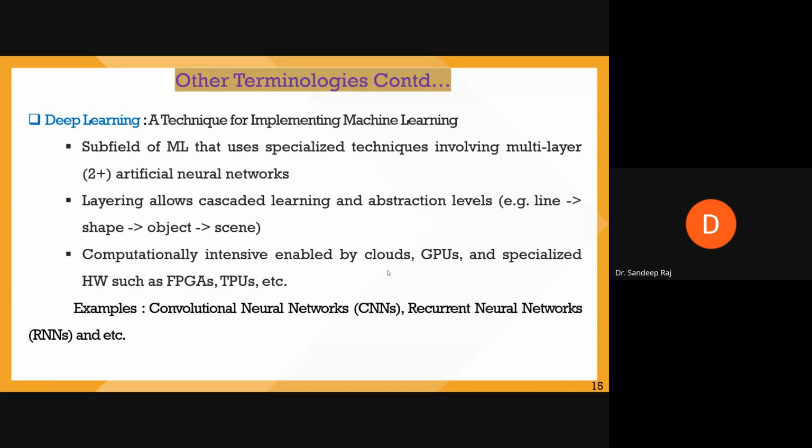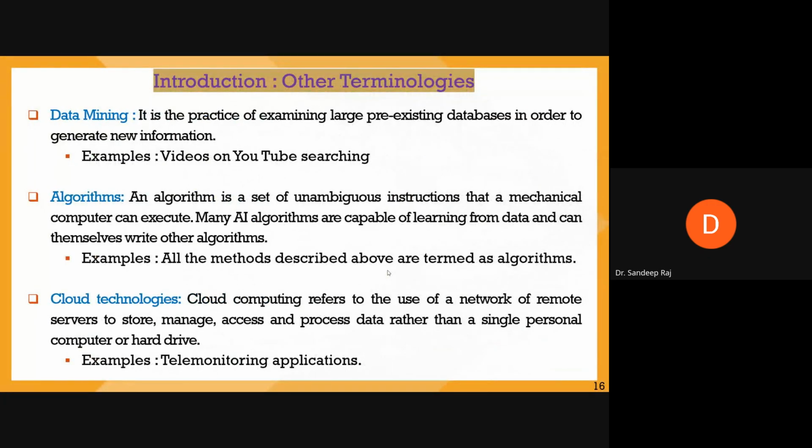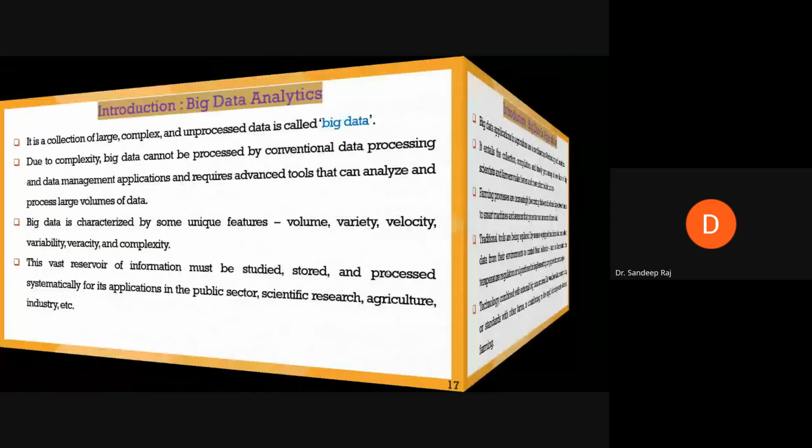So machine learning, followed by deep learning. It is again a subset of machine learning. It is a subset of ML that uses specialized techniques involving multi-layer artificial neural networks. It is computationally intensive, and today's laptops are well equipped with GPUs and specialized hardware. Examples of deep learning are convolutional neural networks, recurrent neural networks, and many more. There are other terminologies involved in this also.